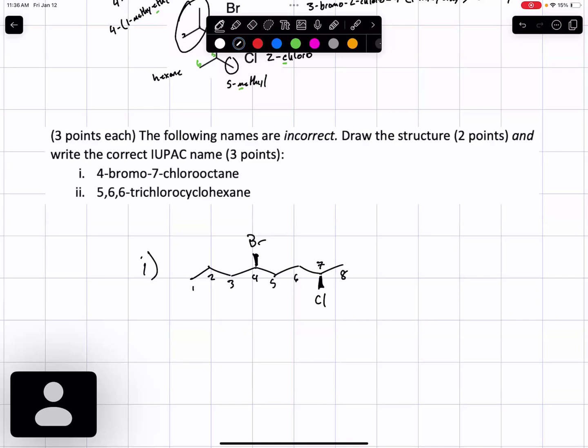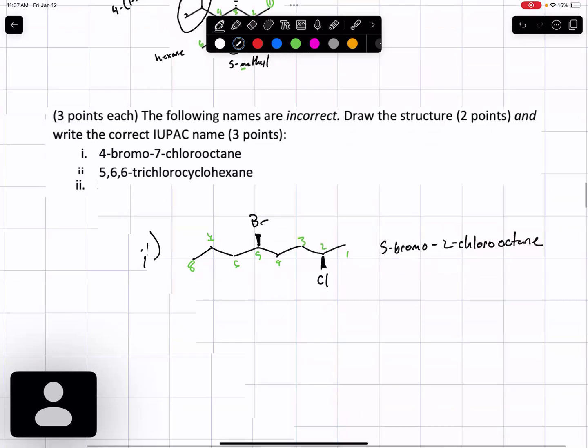Is it the numbering of the carbon? Yes, exactly. So what's wrong with it is just the numbering. The correct numbering would go from right to left. So now what would this technically be? 1, 2, 3, 4, 5, 6, 7, 8. So what is this compound called? 5-bromo-2-chlorooctane. Done. Easy. Not too bad, right?